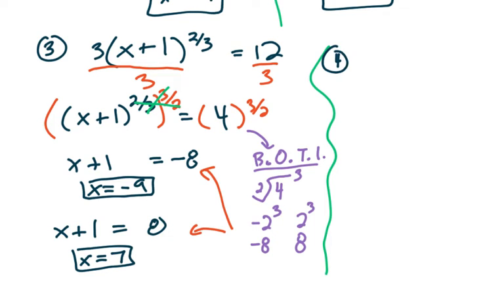All right, I'd like you to try one similar to this. So we'll do 2 times x plus 3 to the 2/3 equals 18. So go ahead and pause the video and try number 4. 2 times x plus 3 to the 2/3 equals 18.